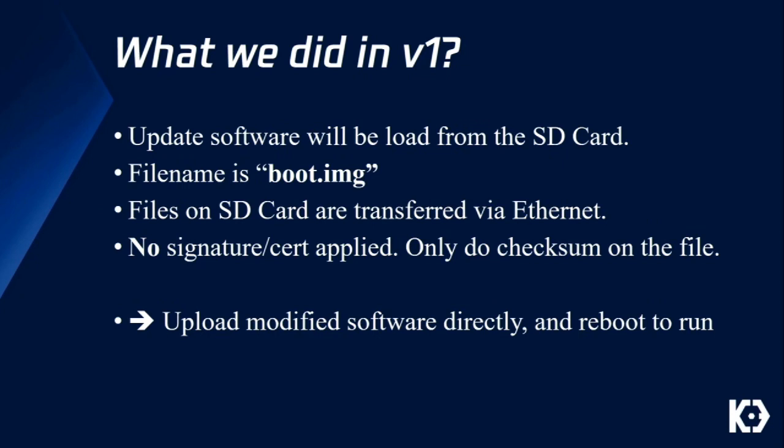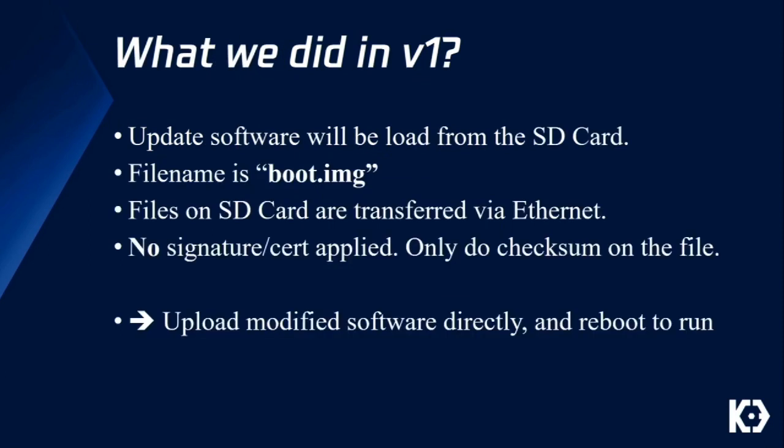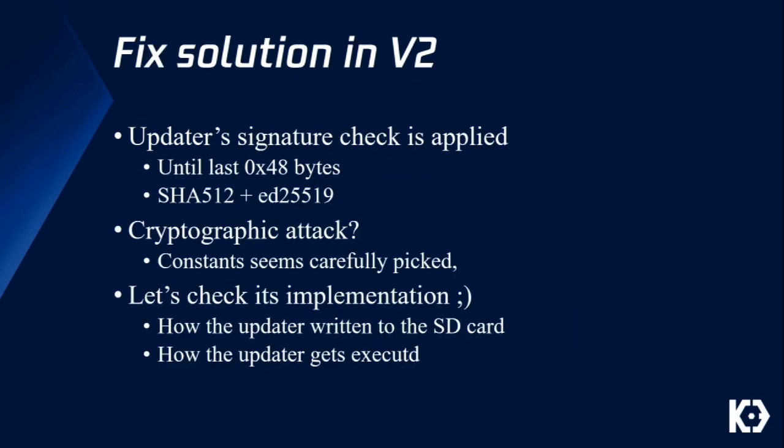After we submitted the bug reports, Tesla added a signature check process. The updated software is checked using SHA-512 and Ed25519. You can see this function here. We also considered doing some cryptographic attack. However, we don't think it's easy because all those constants and keys seem carefully picked. They have really talented engineers. So we turned around to check its implementation.